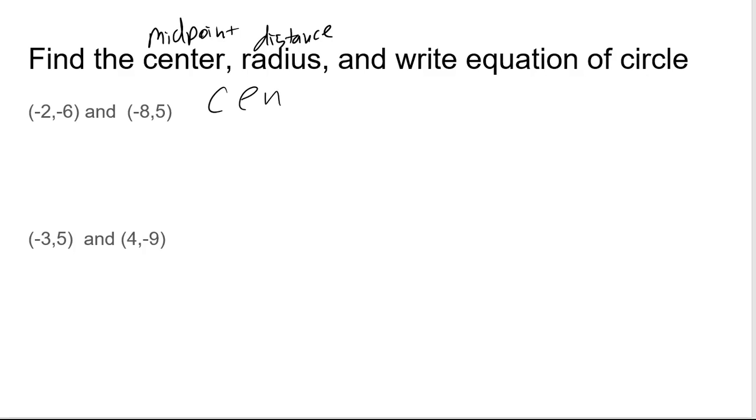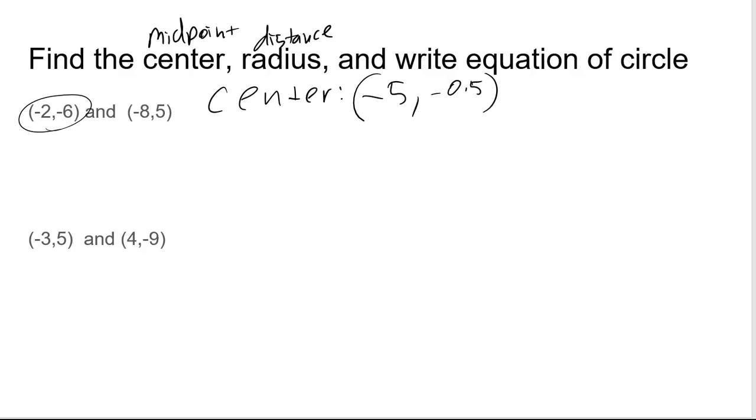So that's the center. So center is -2 plus -8, it's going to be -10, so that means -5. -6 plus 5 divided by 2, so that's going to be -0.5. Okay, great. Alright, and then we have to now find the distance, the radius. So you can pick either one. I don't know. Let's do this one.